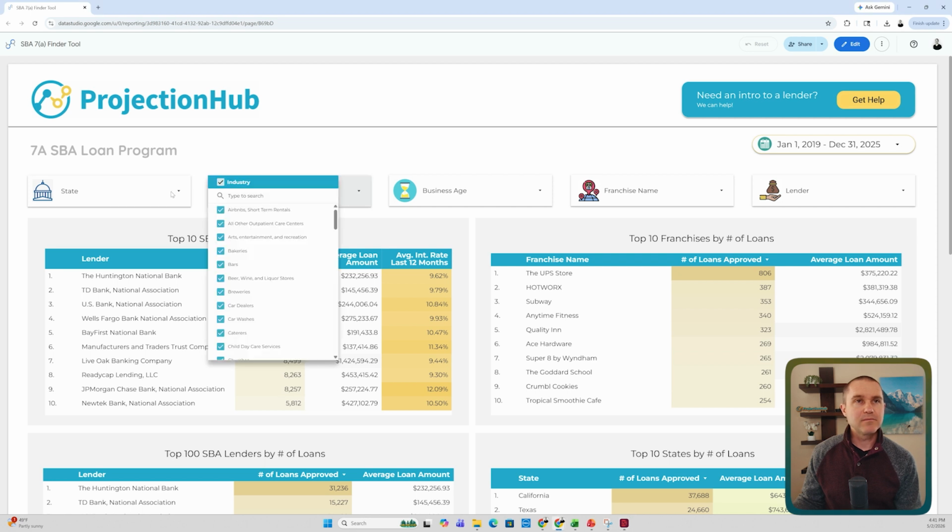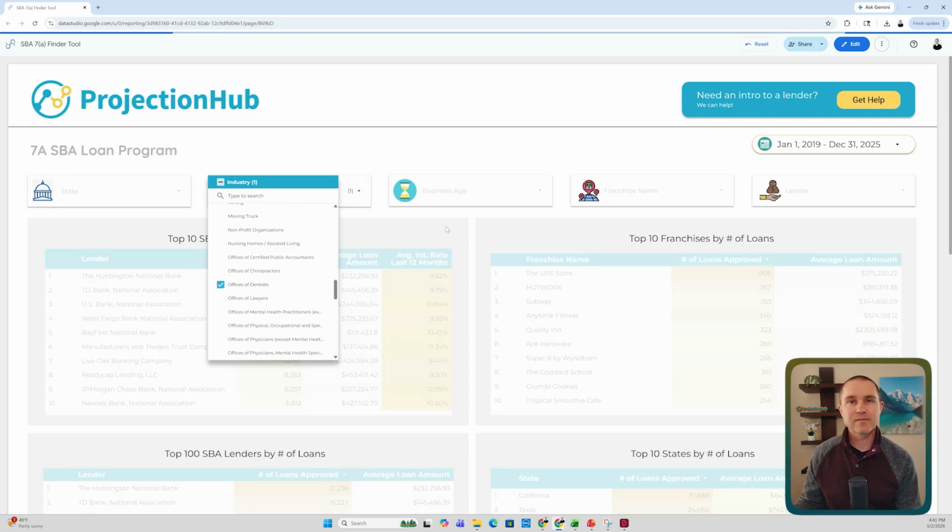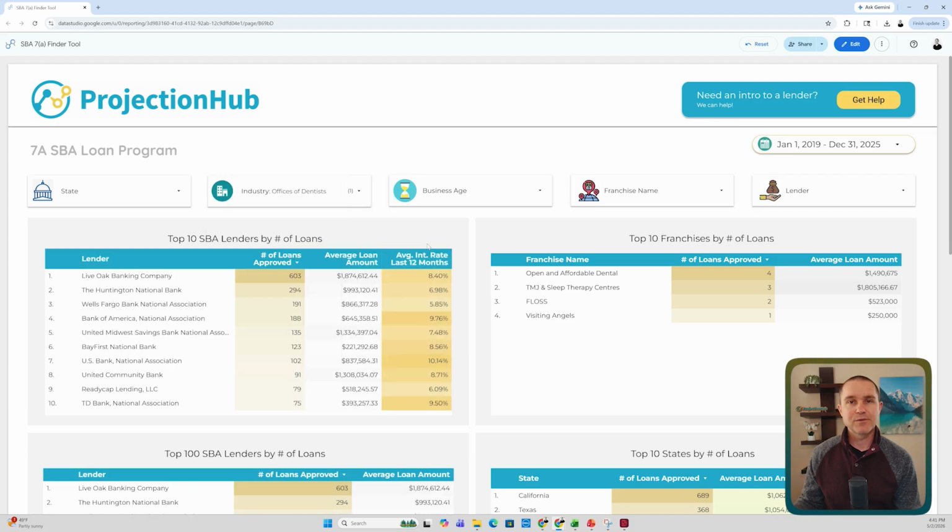But let's start by looking at industry. Let's look at how interest rates change based on the industry. I'm going to look at offices of dentists because I know lenders love making loans to dentists. So when I sort by this, here's what we're going to see. Remember, we were seeing 9% mostly or higher. Now we're seeing, look at Huntington here. Their average was, I think, 8 or 9%. Now it's 6.98% for dentists. Wells Fargo at 5.85% average for dentists. Bank of America, you can see.